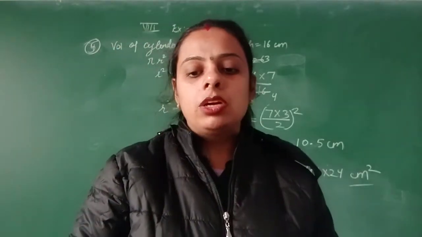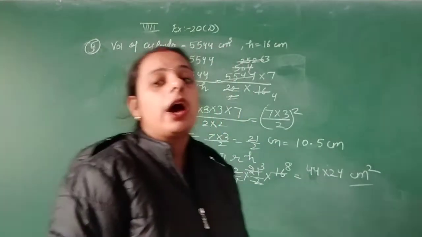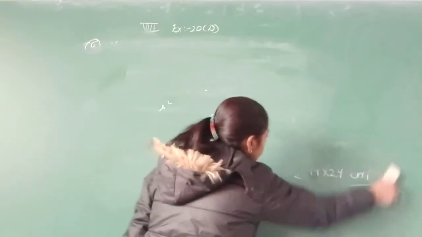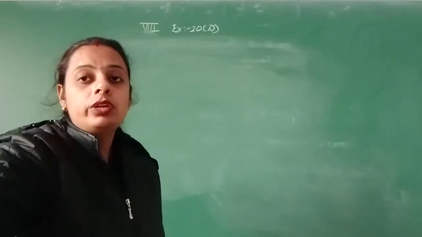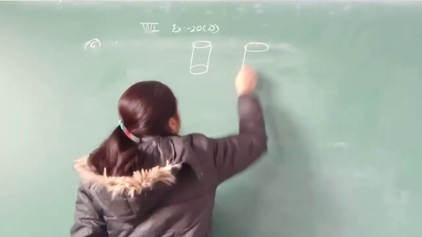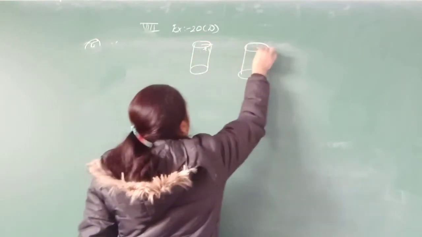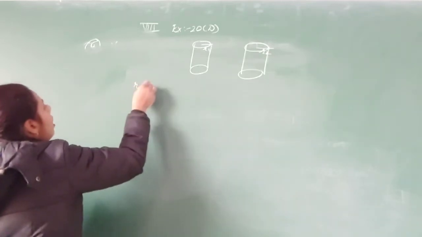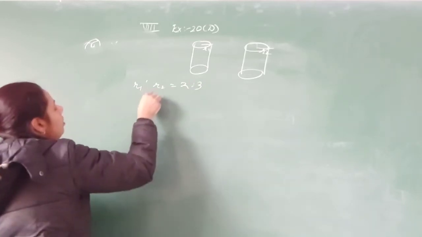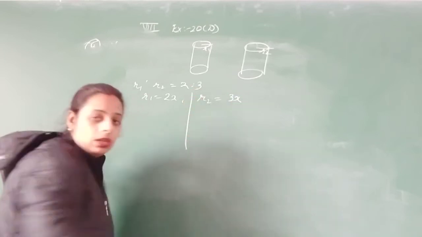Come to the question number 6, where the radii of the two circular cylinders are in 2:3. It means there are two cylinders whose radii are in ratio 2:3. The first cylinder and the second cylinder have the radius r1 and r2. So the ratio r1 and r2 is 2:3. So r1 will be 2x and r2 will be 3x. Clear?